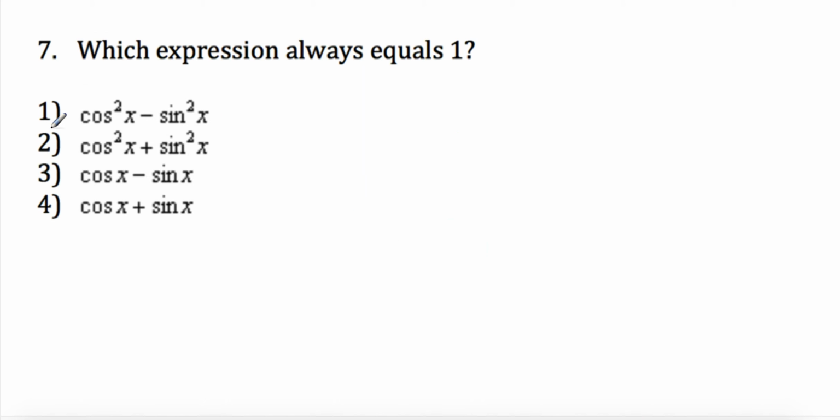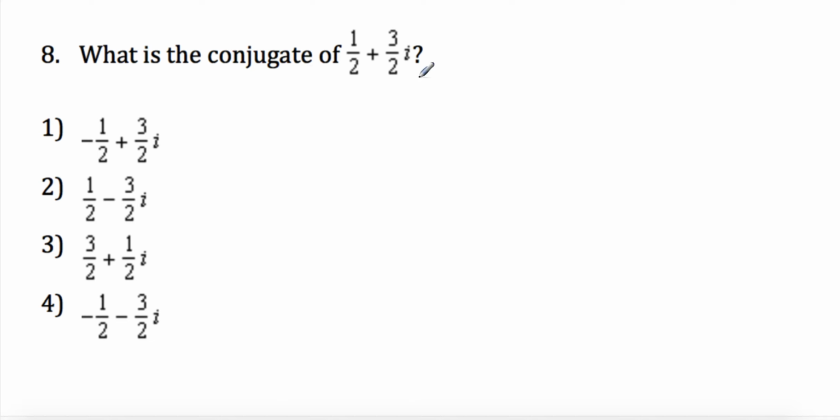Number 7. Which expression is always equal to 1? Then we know that sine squared plus cosine squared is equal to 1, which is choice 2, because cosine squared plus sine squared would be equal to 1 as well. Number 8. Conjugate here basically means you have to change the sign in front of i here, which we get 1/2 minus 3 over 2i, which is choice 2.